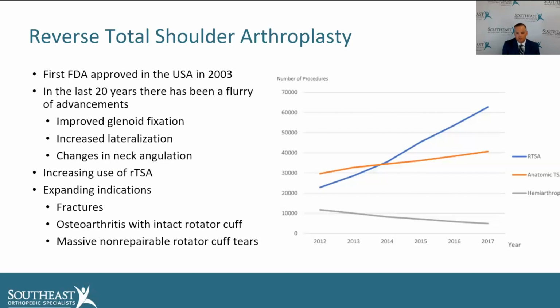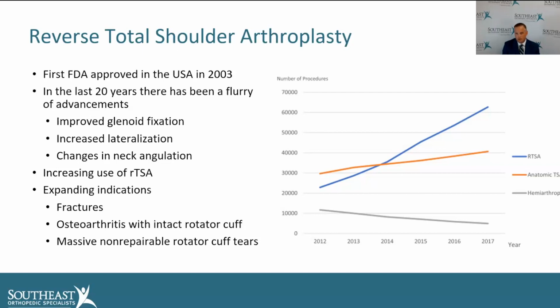So reverse total shoulder was first FDA approved in the United States in 2003 with the DePuy Delta Extend. In the last 20 years, we've seen significant technological improvements with this, including improved glenoid fixation, increased lateralization of the implants, which has been shown to improve range of motion, and changes in neck angulation, which probably better replicates the native anatomy and has improved range of motion. As a result of this, we've seen increased use of reverse total shoulder.